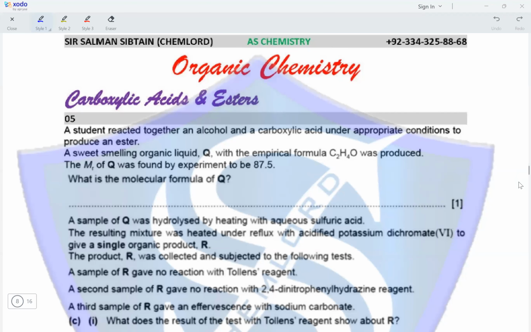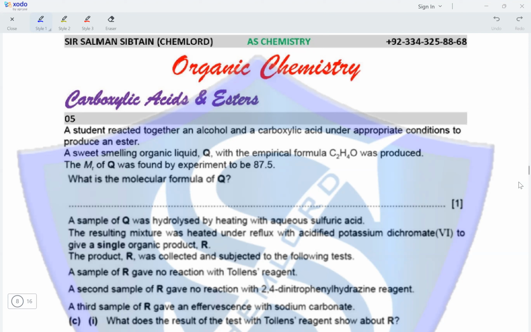Question 5. A student reacted together an alcohol and a carboxylic acid under appropriate conditions to produce an ester, a sweet smelling organic liquid Q with the empirical formula C2H4O. The Mr of Q was found by experiment to be 87.5. What is the molecular formula of Q?